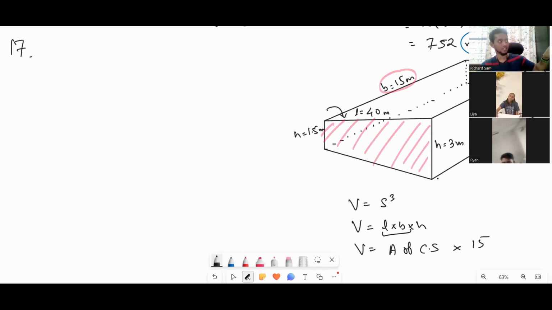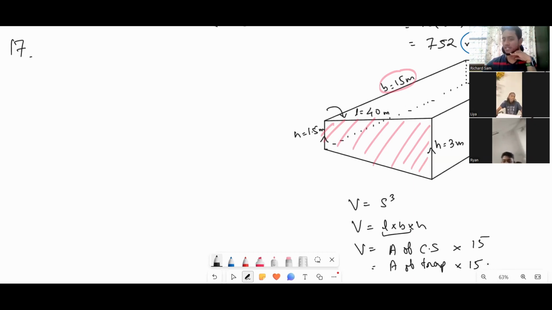Did you understand? This shape here, which I've shaded, this cross-section is what shape? It's a 2D shape. Area is for a 2D shape. It's kind of a rectangle. It's a trapezium. You remember what a trapezium is? Opposite sides are parallel. So here only these two sides are parallel. The other two sides are not parallel to each other. That's the trapezium. So area of cross-section is area of the trapezium into 15.